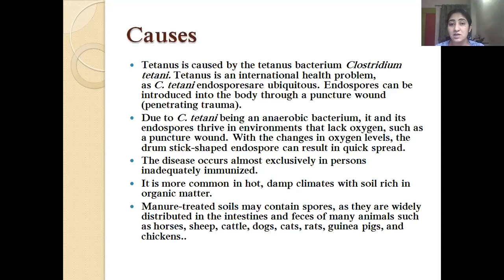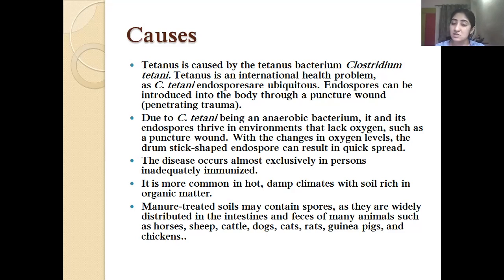Now, causes. As we know, it is caused by the tetanus bacterium, Clostridium tetani. It is an international health problem as the endospores are ubiquitous. They can be introduced into the body through a puncture wound, that is, penetrating trauma. Clostridium is an anaerobic bacterium, so it and its endospores thrive in environments that lack oxygen, such as a puncture wound. With changes in oxygen levels, the drumstick-shaped endospore can result in quick spread.